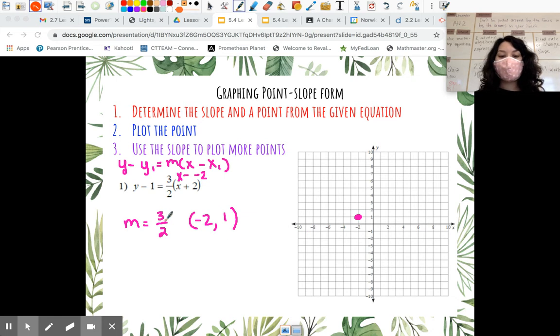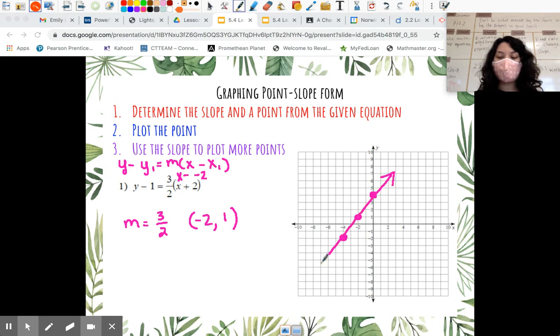Now there are 2 ways I can do this. I could go up 3 and right 2. I rise 3 and I go to the right 2. Or I've got space to reverse both of those directions. I could go down 3 and left 2. It's important to understand all the ways that you can move using a slope, because there may be some graphs where we don't have space to go up and right and we have to go down and left. So just something to keep in mind.